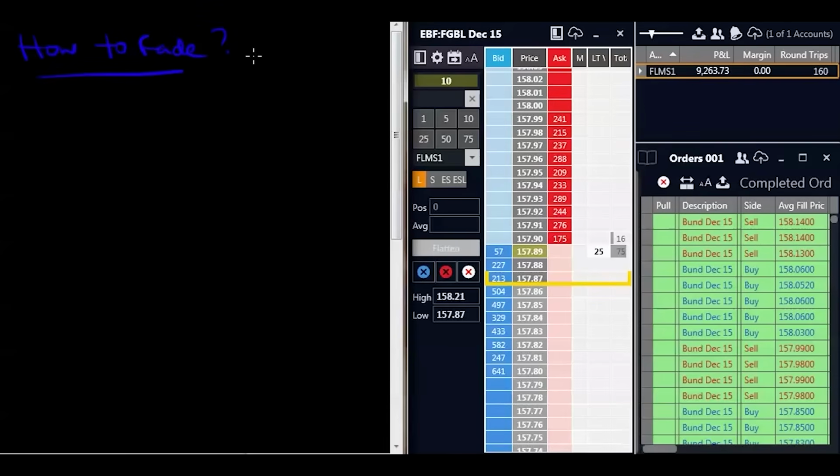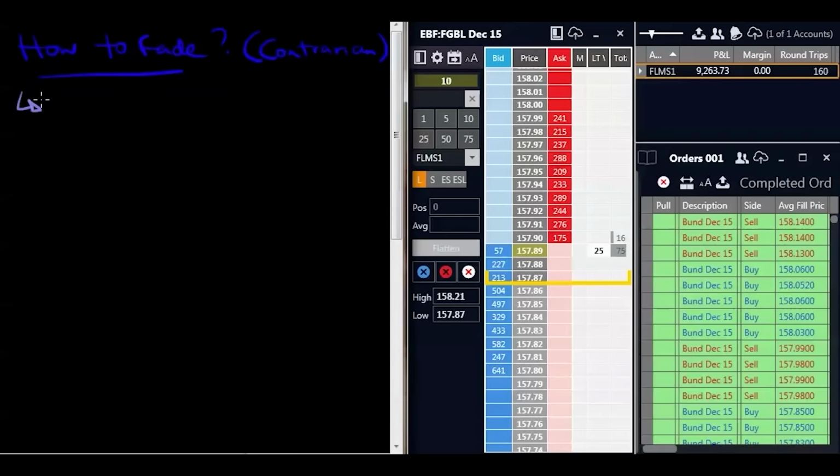and obviously, like we said, this is contrarian. So looking at it more contrarian style. So before we go through how to fade, we need to know how to identify what a good level is.